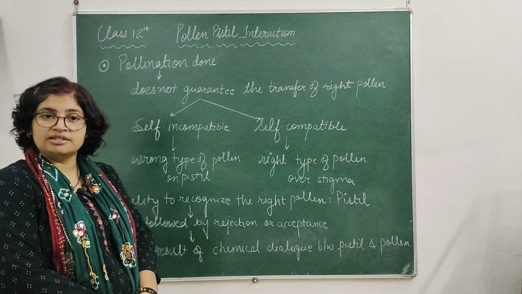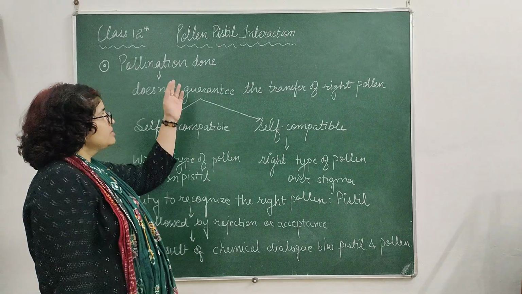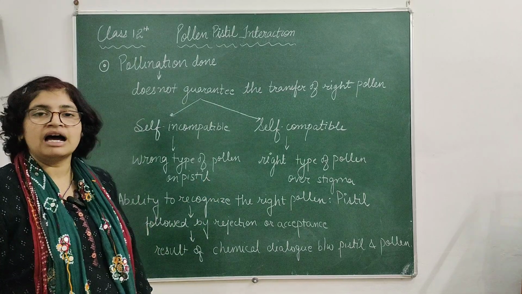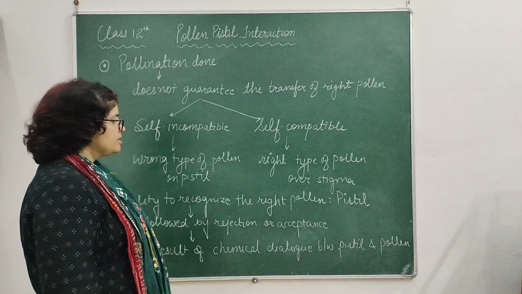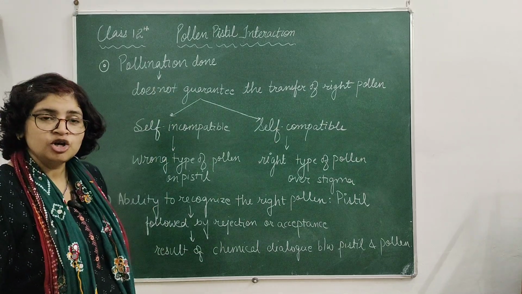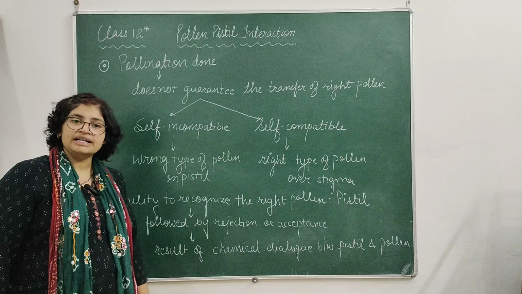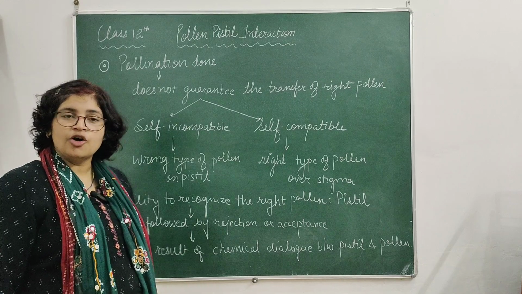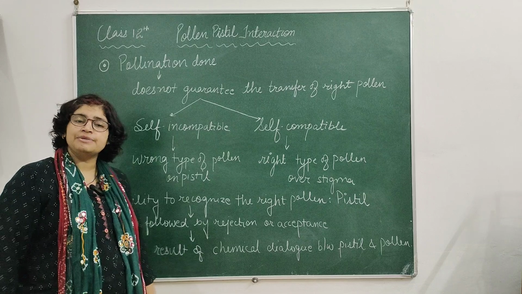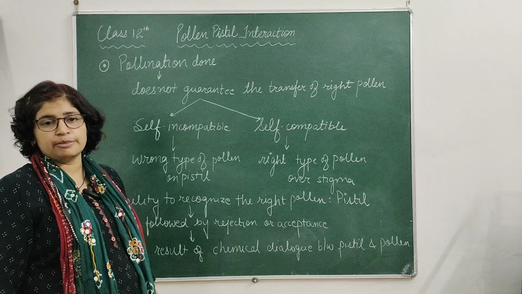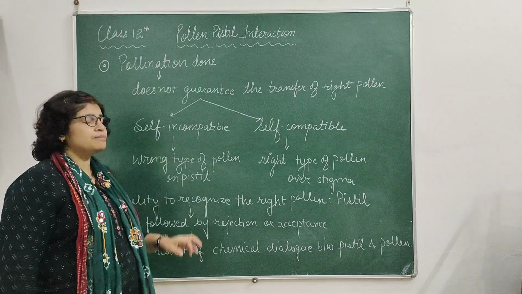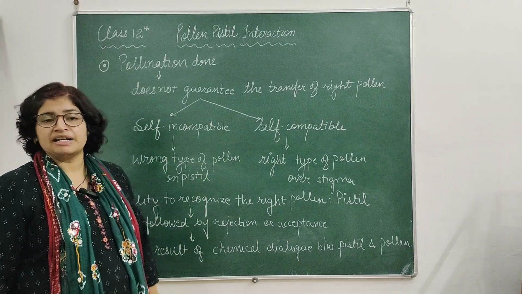Once the pollination is done, how do the pollen and pistil interact with each other to carry out fertilization in an angiospermic flower? Once the pollination is done, it is the ability of the pistil which will recognize whether the right type of pollen has arrived or not. Such mechanisms, where the pistil helps in identifying the right or wrong type of pollen, can be called self-incompatibility or self-compatibility.